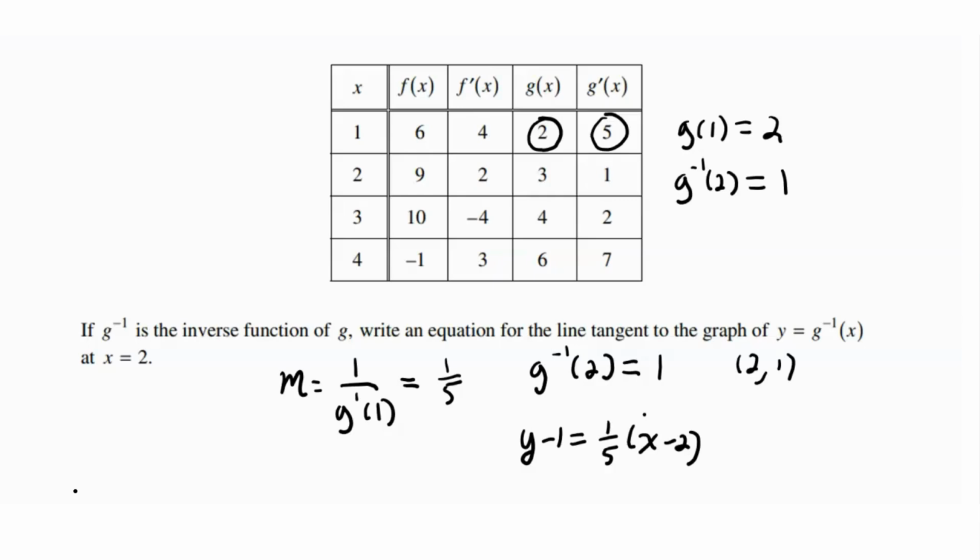Okay, so I hope that helped you learn how to take the derivative of an inverse function. I tried to give you multiple examples, and we finished with an AP problem here.